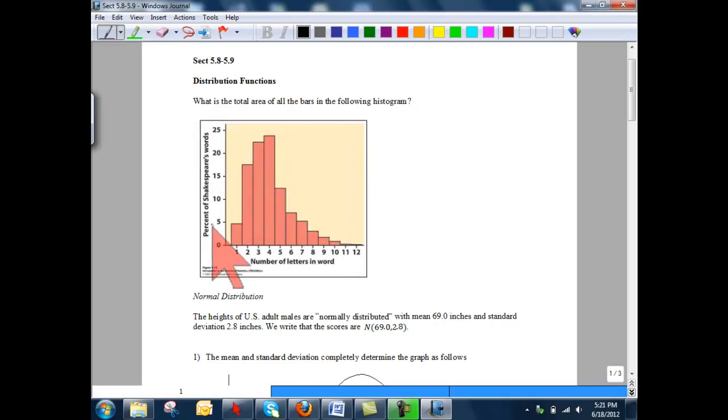Over here on the vertical axis, notice that it is percentage. And so apparently in Shakespeare's compiled writings, it looks like about 5% of the words that he used overall were one-letter words, and about 17 or 18% were two-letter words, and 22% or so were three-letter words, and so on.